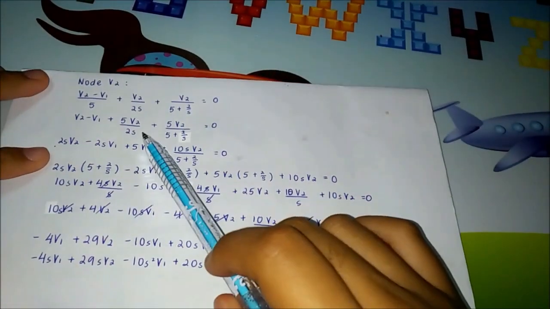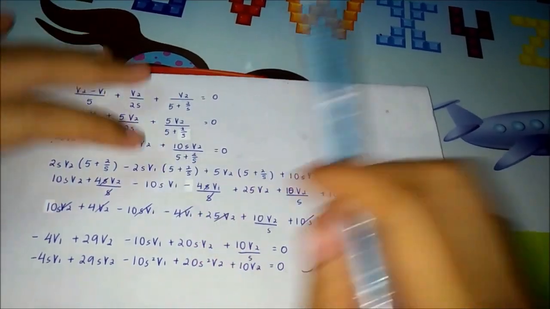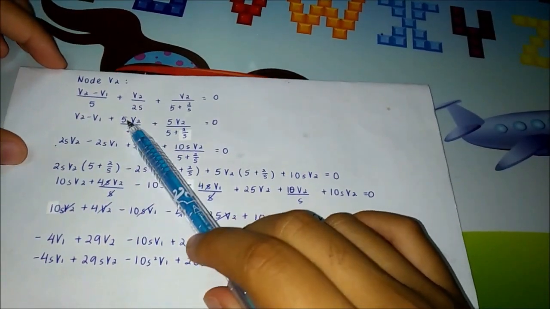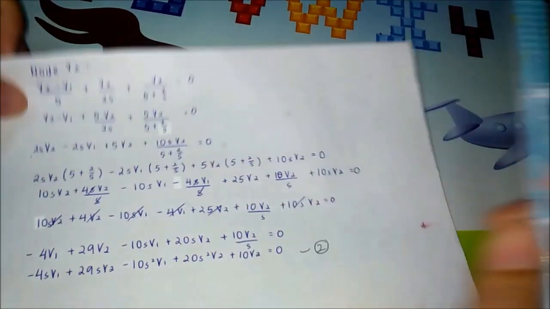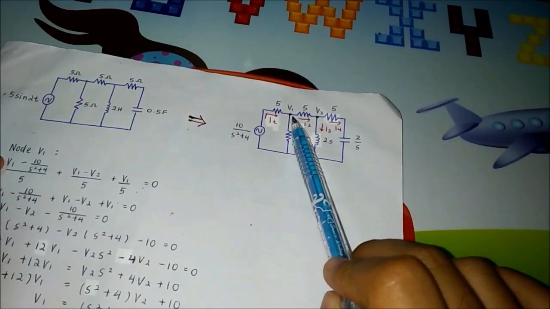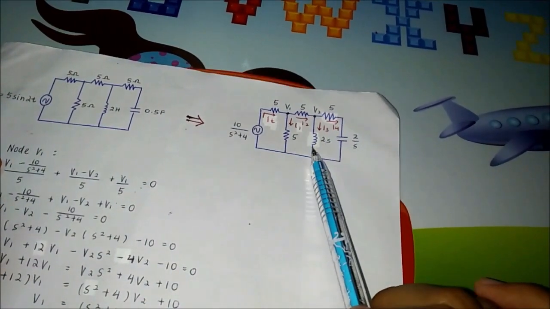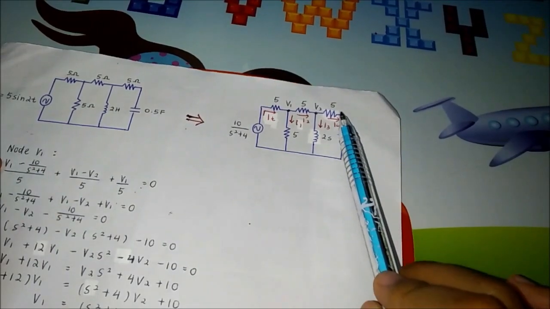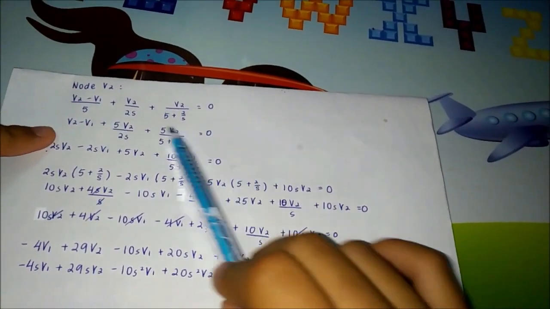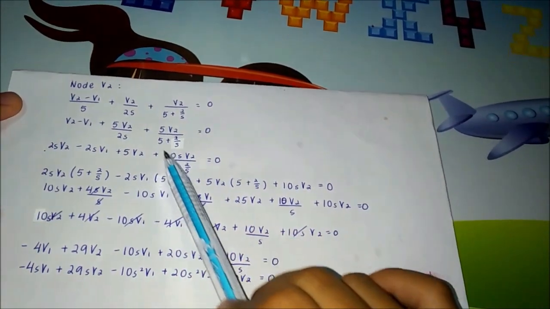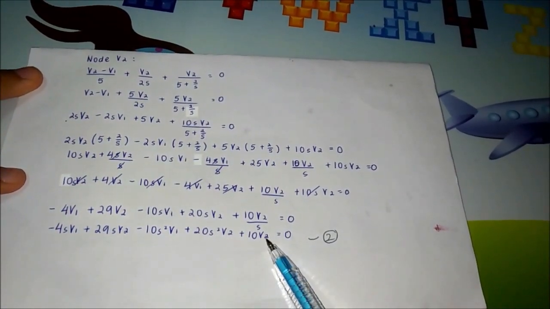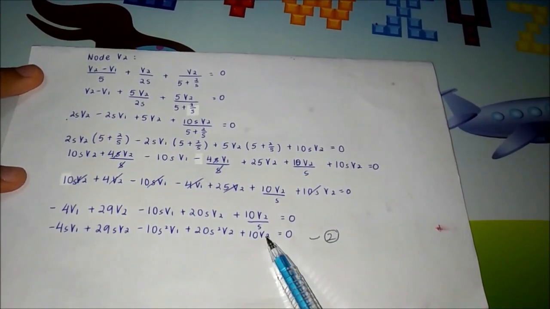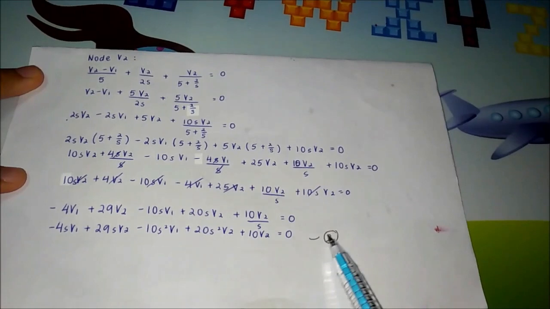After that we search for V2. V2 minus V1 over 5, plus V2 over 2s, plus V2 over 5 plus 2s, equal to 0. So after we got this equation, we calculate as usual until we get this equation for V2. So this is the second equation.